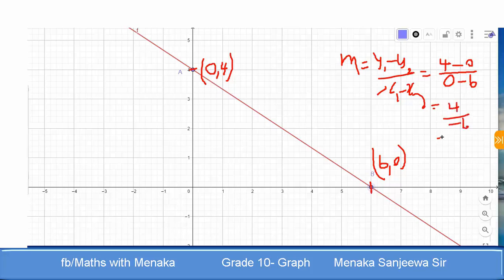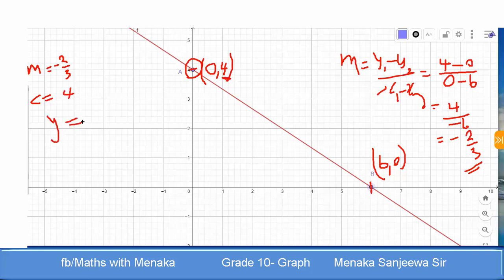So you can simplify this. Plus minus minus 4 over 6, you can write 2 over 3. Got it? Gradient is minus 2 over 3. Intercept. You don't want to do any calculations to find the intercept. What's intercept here? 4. Yeah, it is going through 0, 4. Intercept is 4. Then you can write the equation easily.